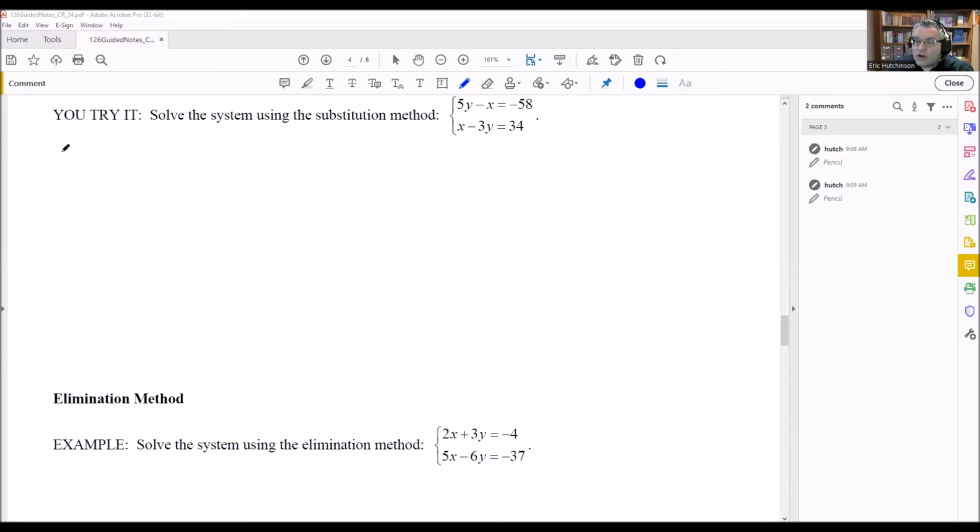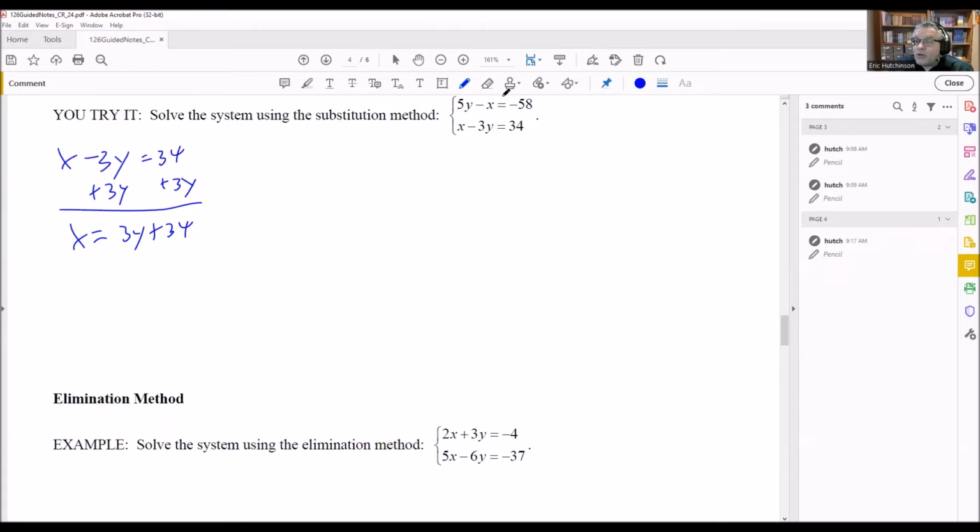I'm going to choose to solve for x in the second equation, but it really doesn't matter which one you go for. This one here, we just have to add 3y to the other side. There's no negatives to deal with, so that's why I'm choosing this bottom equation. So I'm just going to add 3y to both sides, and we get x is equal to 3y plus 34. Now this we want to put into the other equation.